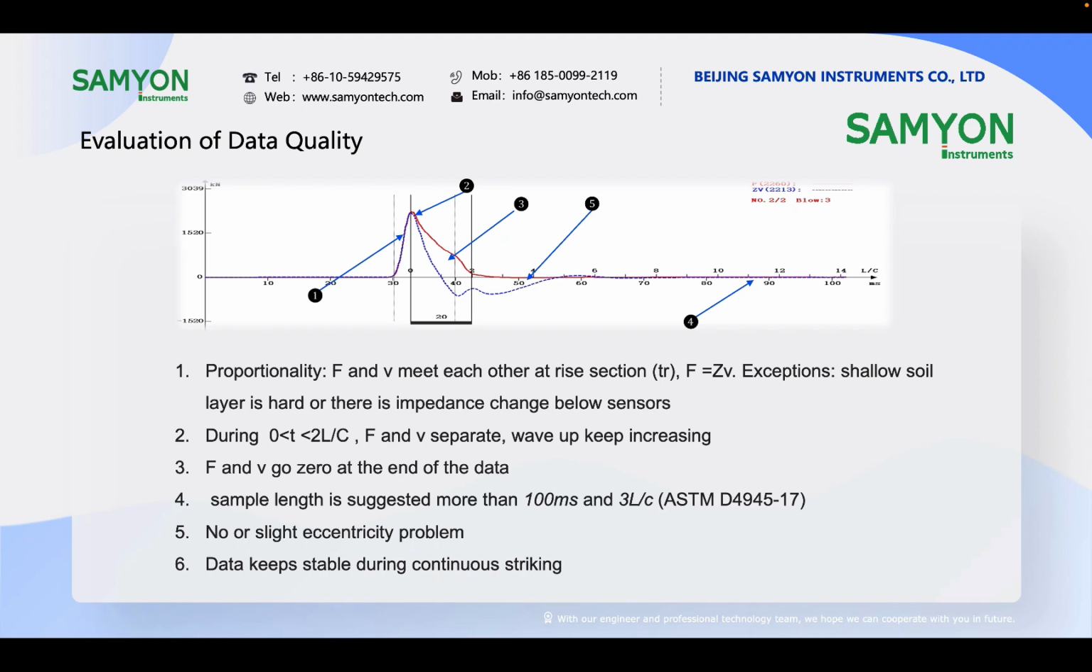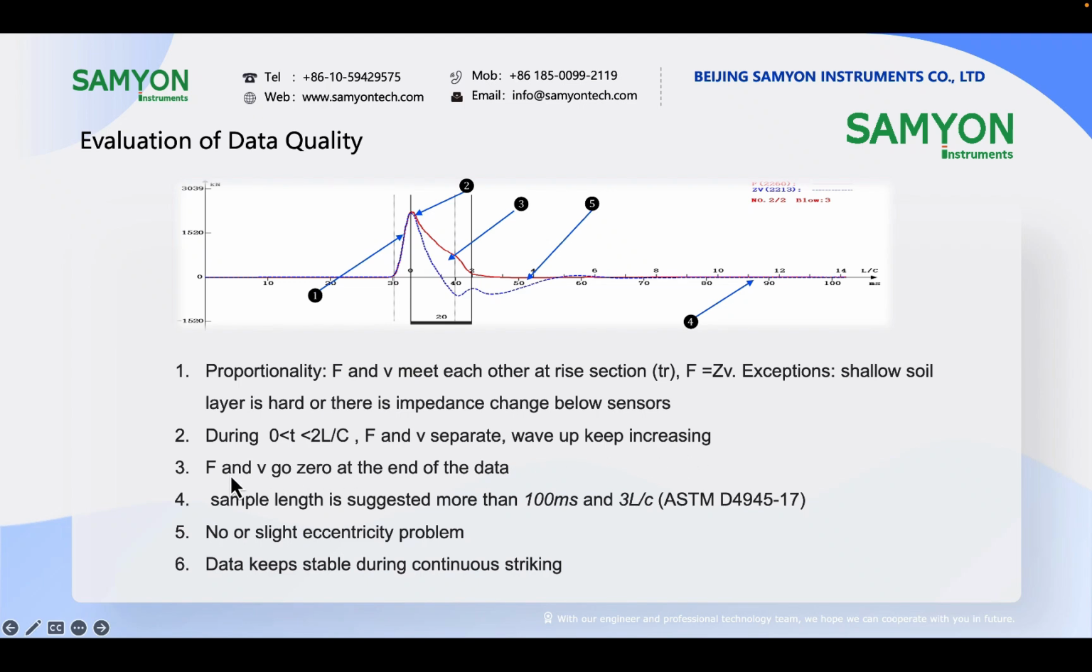As we have discussed previously, F and V should meet each other. So if it's good data, the F and V curves should meet each other before the first peak, and after the first peak, they will separate. That's the second principle. During the first 2L/C, F and V separate. It is because of the effect of the soil resistance, and the wave up will keep increasing.